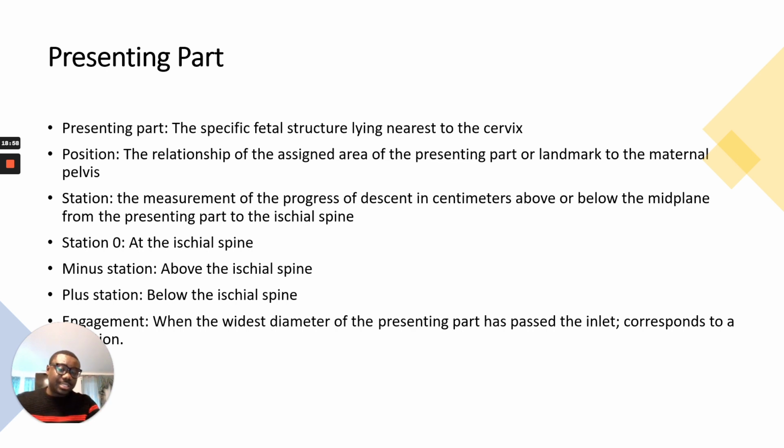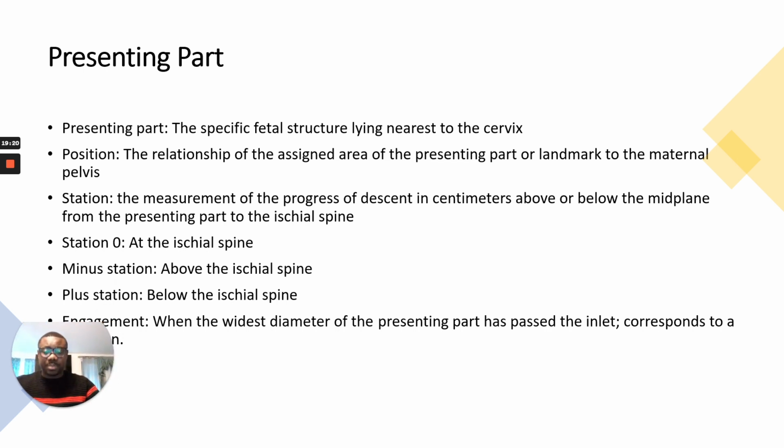Now this, I will draw a diagram in the class, and I will make sure we all understand this if we don't understand it from here. Then you have engagement. Engagement is when the widest diameter of the presenting part has passed the pelvic inlet, corresponding to a 0 station.